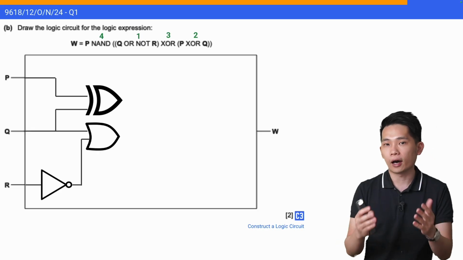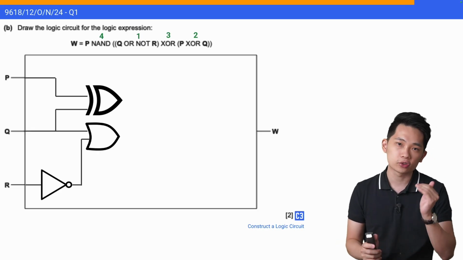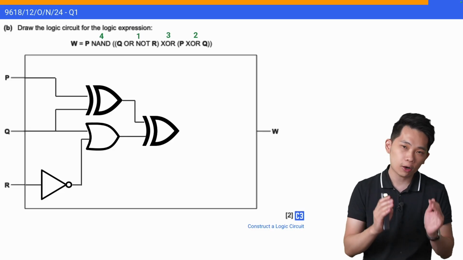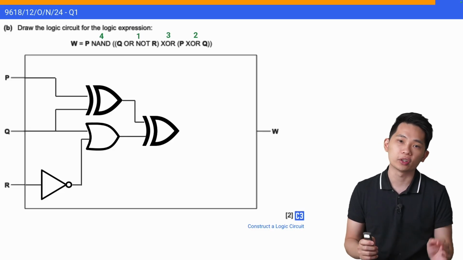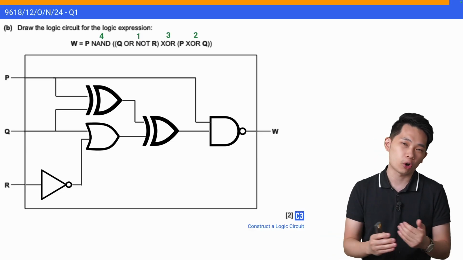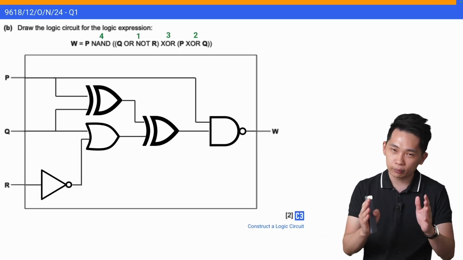Then we'll make sure that the outputs of 1 and 2 go into an XOR gate here. So it will be something like this. Finally, P and the latest output will go into a NAND gate as shown here. Make sure you connect the output to W as well. This question might look complicated at first, but once you break it down into steps, it's actually quite doable.